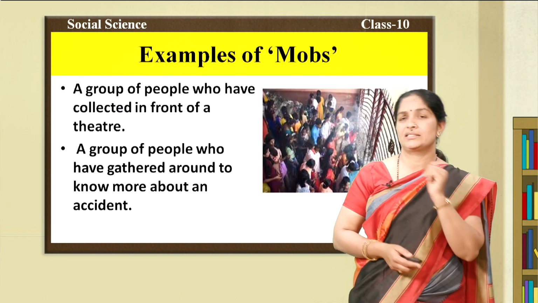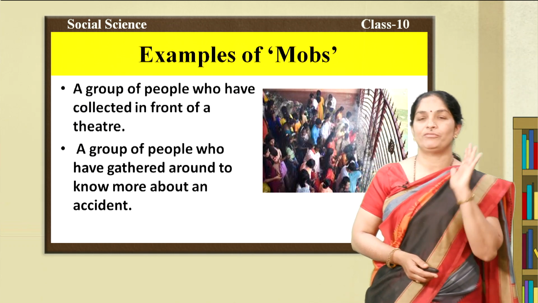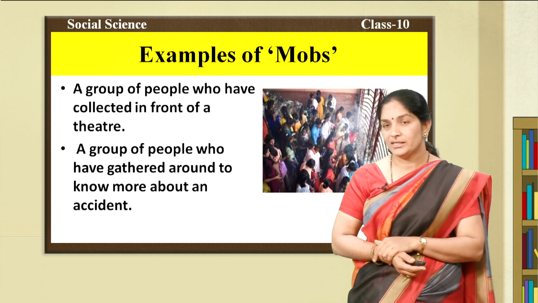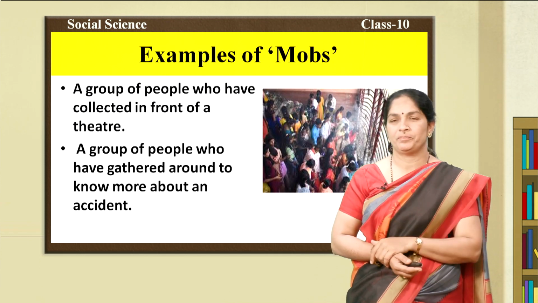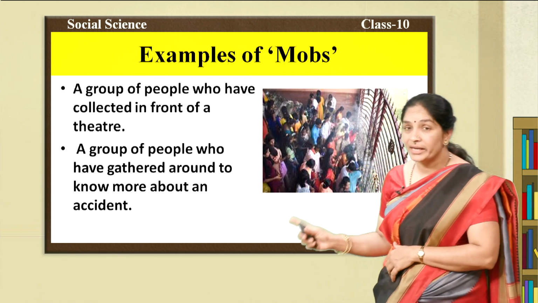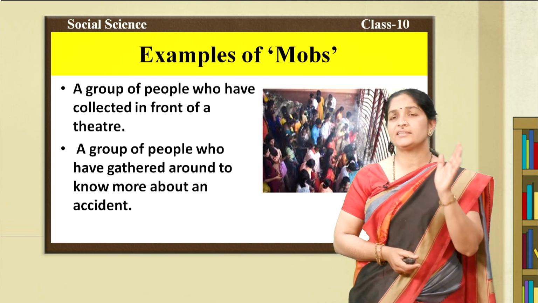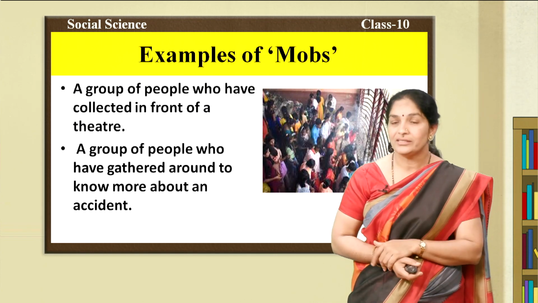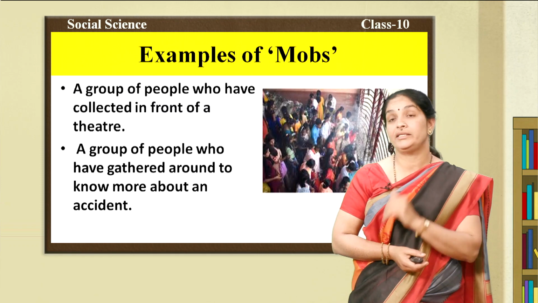We can give so many examples for mobs. Here, a group of people who have collected in front of a theater. They came to watch a movie. They came for a purpose, but it is not a planned gathering. So, it is an example of a mob. And we can give another example for a mob. A group of people who have gathered around to know more about an accident. If there is an accident, the people gather at the spot to see what happened and what is going on, what is the severity of the accident.